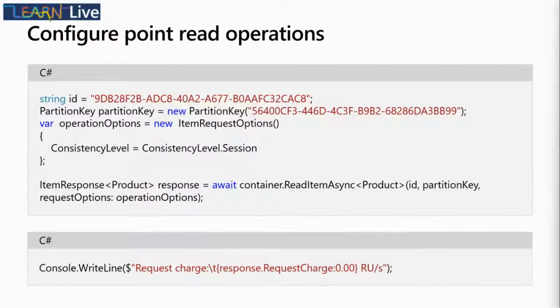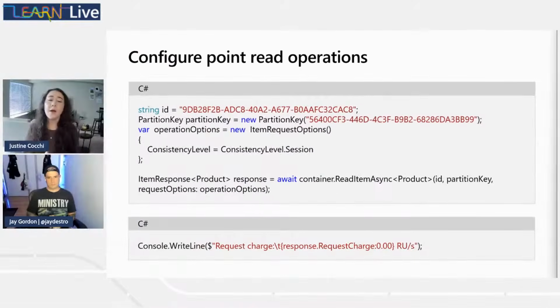Yeah, exactly. So if you want to see what your request charge was with the dedicated gateway, you can find that the exact same way as you would for any request. So all of the diagnostics available to you are exactly the same. In this example, I'm looking at response.RequestCharge to see what the request charge actually was. That 0.00 is just a formatting trick, making sure that we get to the nearest cent.